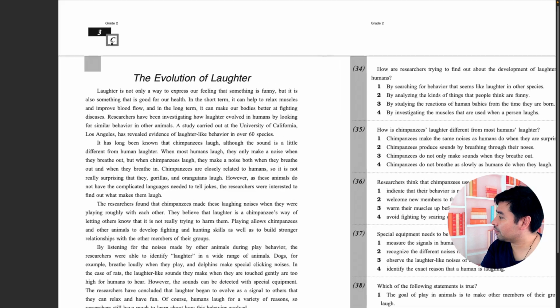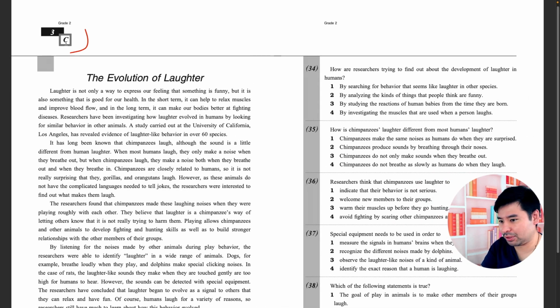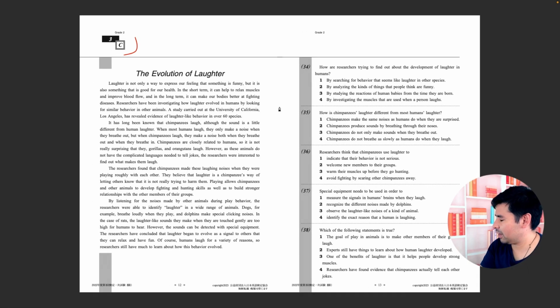And then we have part C. We have another big text here, right? So, the evolution of laughter. Yeah, laughter is like smiling. So laughter is not only a way to express our feeling that something is funny, but it is also something that is good for our health. In the short term, it can help to relax muscles and improve blood flow. Again, the same structure here, right? You have a text, you have the questions, and then you answer them. Okay, remember that everything that you haven't done yet, like this part here, I'm going to ask you to do that for me as homework.